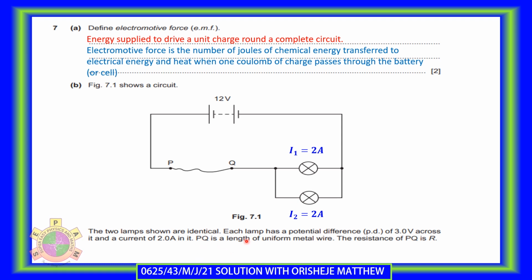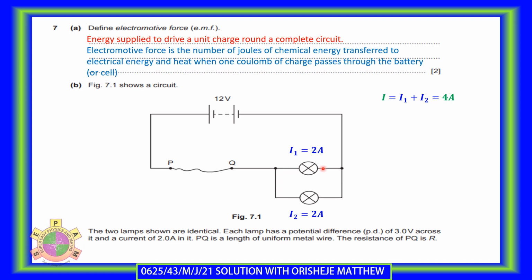PQ is a length of uniform metal wire. The resistance of PQ is R. I've used green for the resistance of this wire. So let's carry out a quick analysis and find out the current flowing in each of these lamps. The current that is going to flow in this lamp is the total current that passes through the wire, which is the green. Then on getting here, the current will divide.